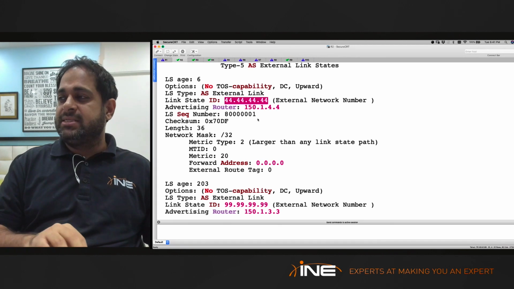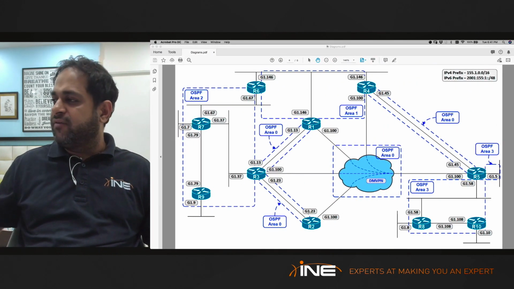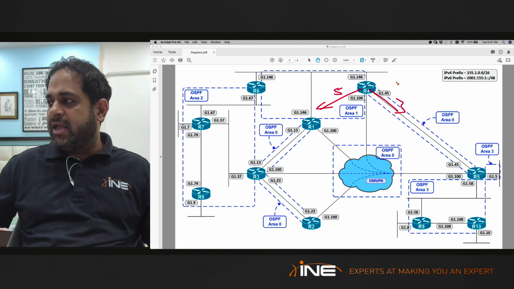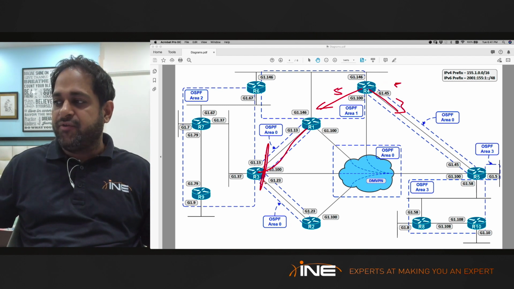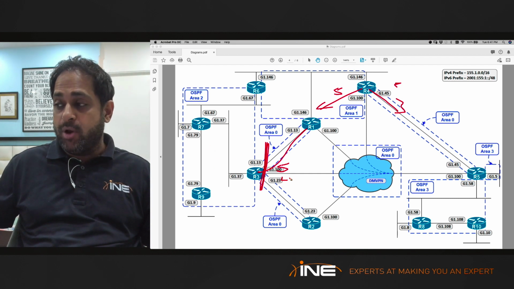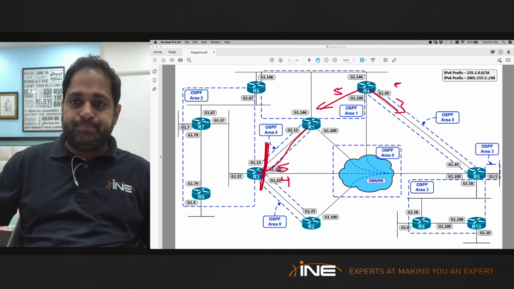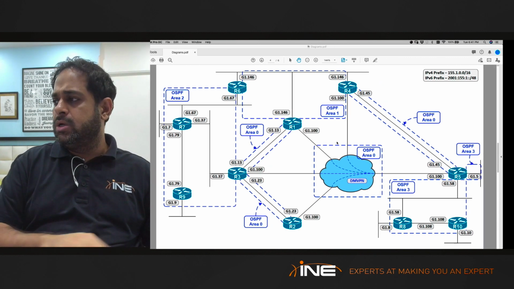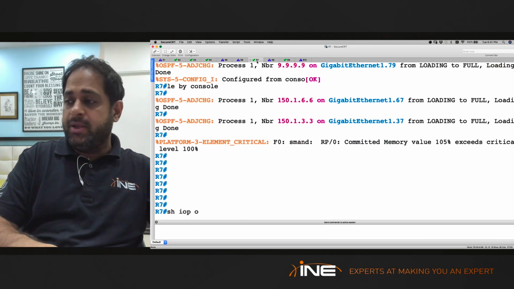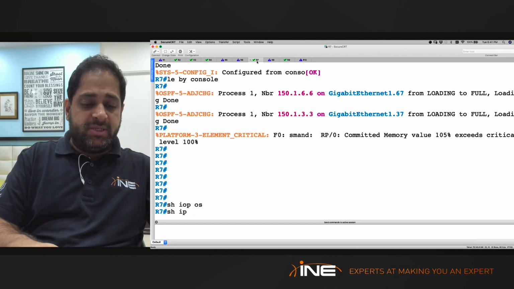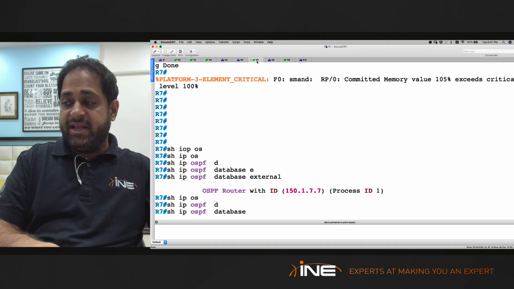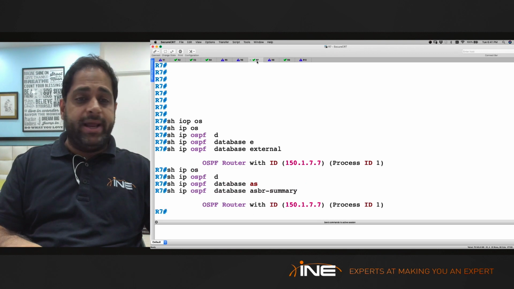However, once type 5 LSA comes from R4, so R4 is sending type 5 everywhere, once it reaches R3, R3 blocks that. He blocks 5, and he would not generate LSA4 into this area, so he blocks 4 also. Let's verify that. If I go to R7, which is inside the NSSA area, and do a show IP OSPF database external, I have no external LSAs. Show IP OSPF database ASBR summary, I have no LSA4.